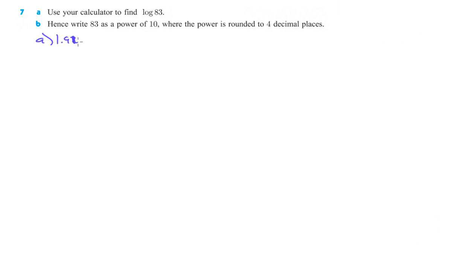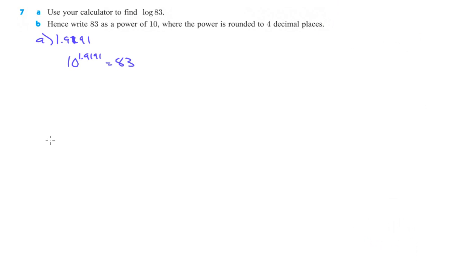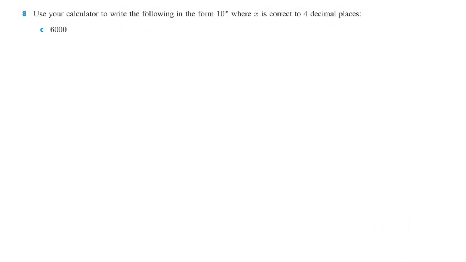So let's turn this into 1.9191. So that means 10 to the 1.9191 should equal something pretty close to 83. And just to show you how that works, we can do this a couple different ways. Well, let's just do the 1.9191. So 10 to the 1.9191 gives us 83.004. So look at that. It works. Magic. That was that one there.